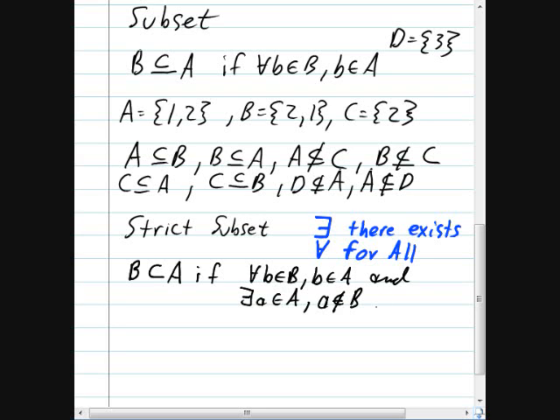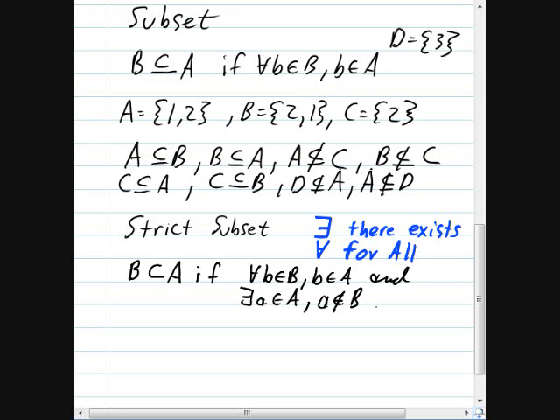So let's look at the difference between for all and there exists. For all says it has to be true in all cases. So when we say for all little b in B, little b is in A, we mean every element in B must be found in A. The second piece says there exists. All that means is we need one example. There can be more, but we just need one example. So we need one example of an element in A that cannot be found in B.